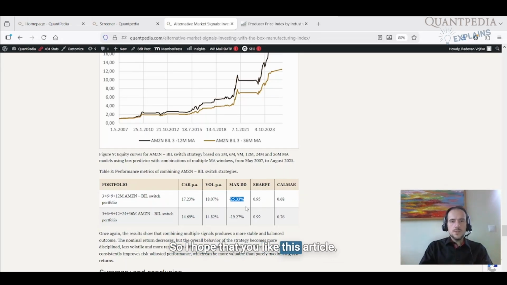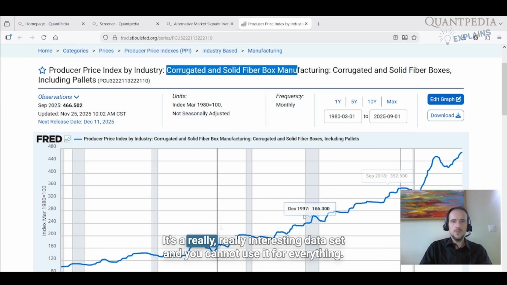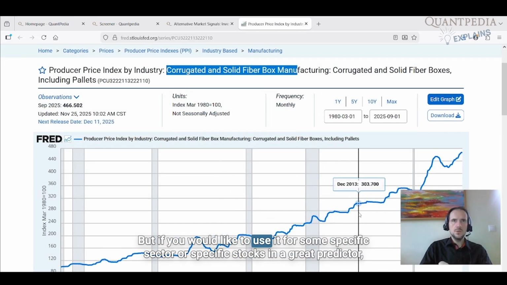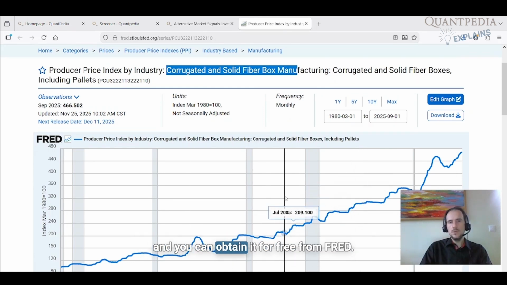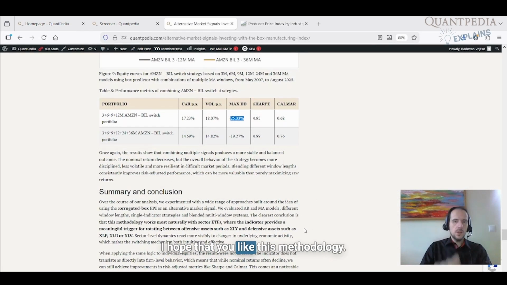So I hope that you like this article. I hope that you like the dataset that I showed you. It's a really interesting dataset. You cannot use it for everything, but if you would like to use it for some specific sector or specific stocks, it's a great predictor and you can obtain it for free from FRED. So great dataset, very simple model. I hope that you like this methodology.